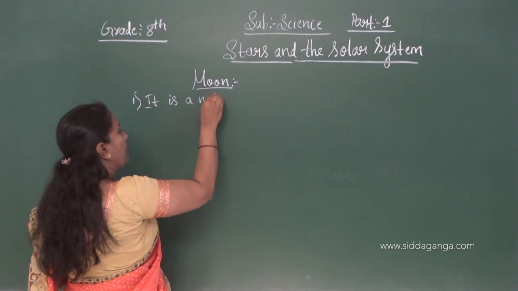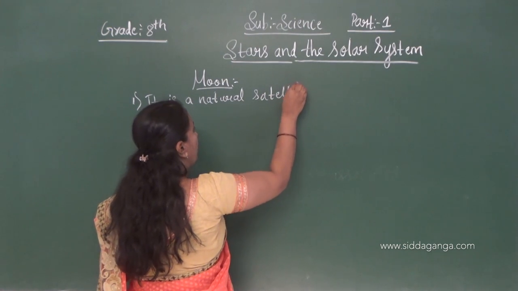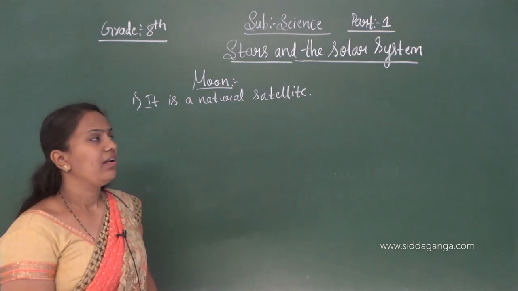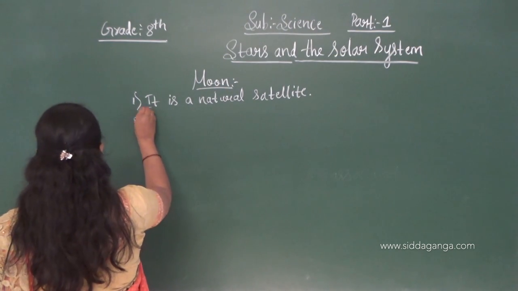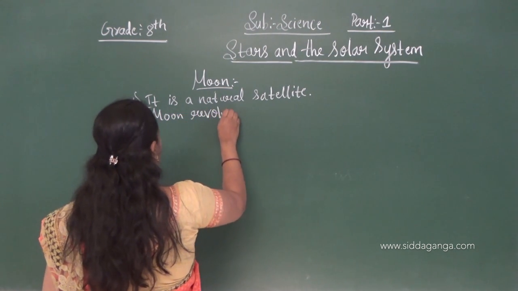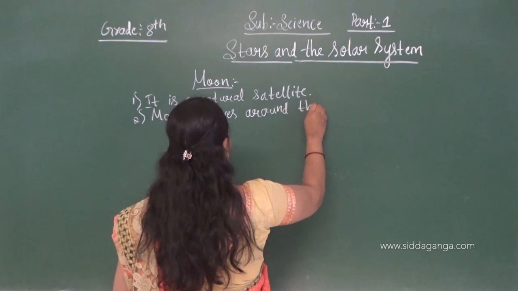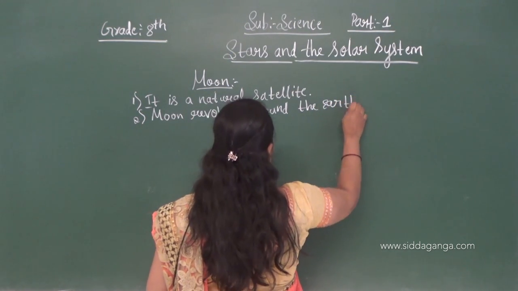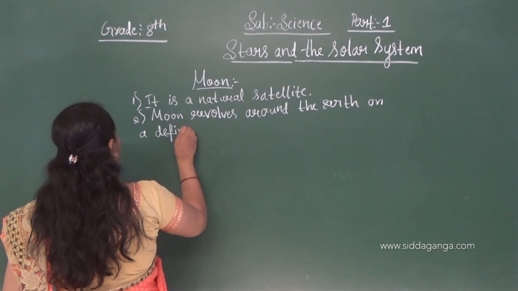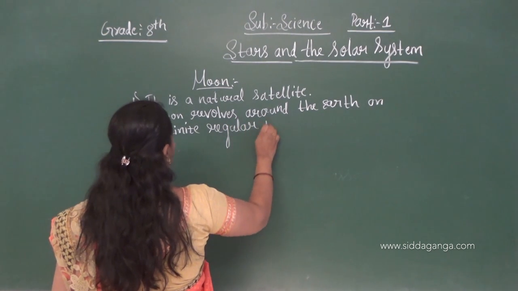It is a natural satellite, and it also revolves around the earth in its own orbit. The moon revolves around the earth on a definite regular path. So on the regular path, it keeps revolving.